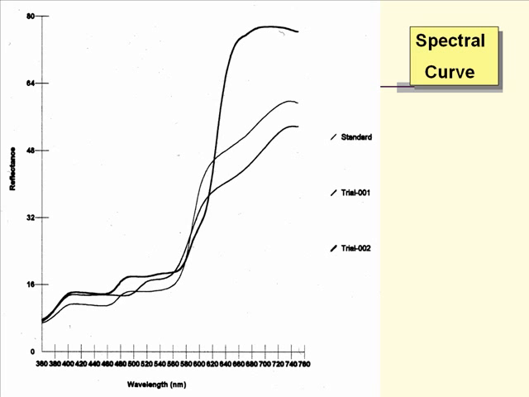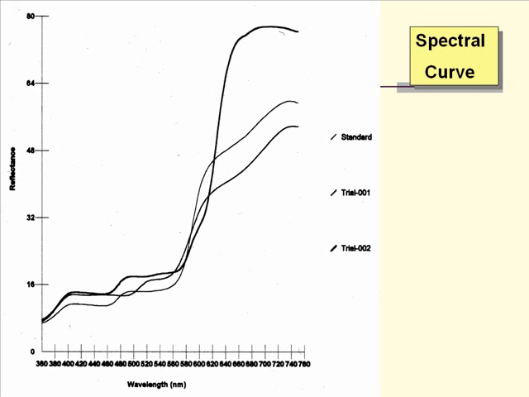So here's our spectral curve. This happens to show a standard in two trials. It shows the spectral numbers down on the bottom for the wavelengths of light and shows the different curves for each one of those. So that's what we can get from our spectrophotometer.